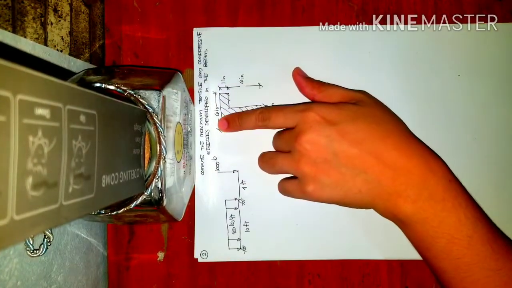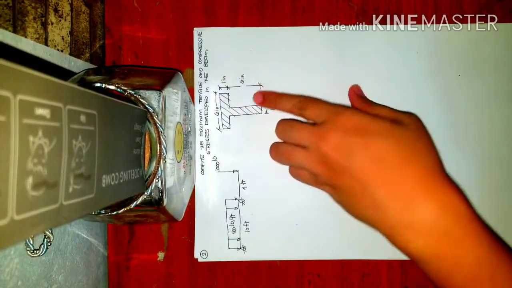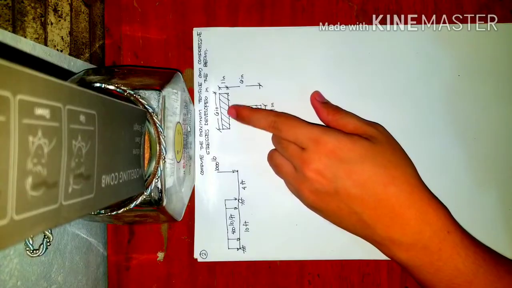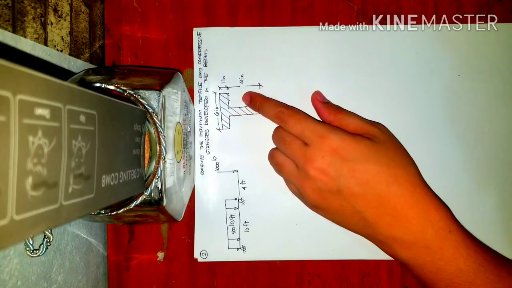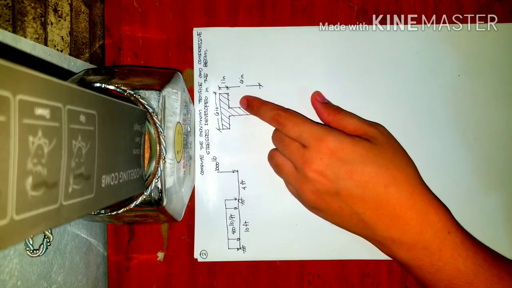Okay, so next problem natin, compute the maximum tensile and compressive stresses developed in the beam. So, unsymmetrical na to, no? Sa category na unsymmetrical. So, ganun lang din yung gagawin. Medyo mas mahaba lang ng kaunti, but the same process lang.